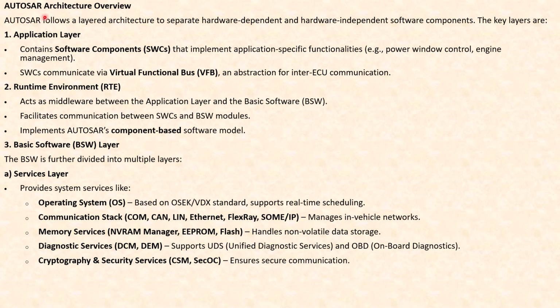Now what is this Autosar architecture overview? Autosar follows a layered architecture to separate hardware dependent and hardware independent software programs. So both hardware dependent and hardware independent software components follow this layered architecture. The key layers are the application layer, software components that implement application specific functionalities like power window control or engine management. So in all these applications, software is required, and these comprise the application layer, the top layer, and software components communicate via virtual function bus, an abstraction for inter ECU communication.